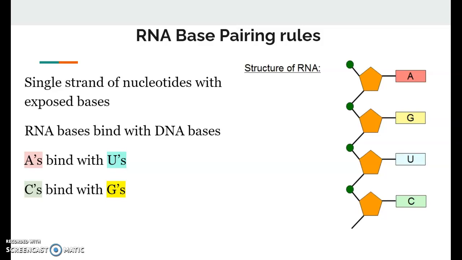RNA has its own base pairing rules, right? It's a single strand of nucleotides with exposed bases. RNA bases bind with DNA bases by a different set of rules. A's bind with U's because we have that other thing that I'm not going to say, and G's continue to bind with C's. All right, so again, think of a mnemonic that can help you remember this, because this is going to be very important for you to remember.